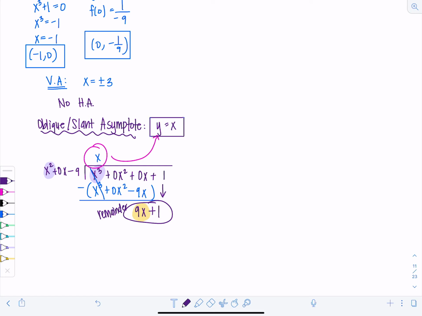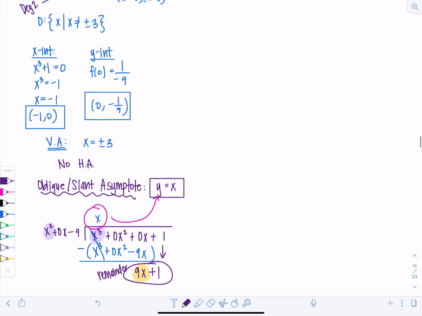Okay, one other thing we need to check is if the graph crosses the oblique asymptote. Before, we checked if it crosses the horizontal asymptote. Now I want to check, does it cross y equals x? How do you think we would figure that out? Last time we took f of x and set it equal to the equation of the horizontal asymptote, which was a constant. This time I'm going to say, does f of x equal the equation of the asymptote, x? And we're going to solve.